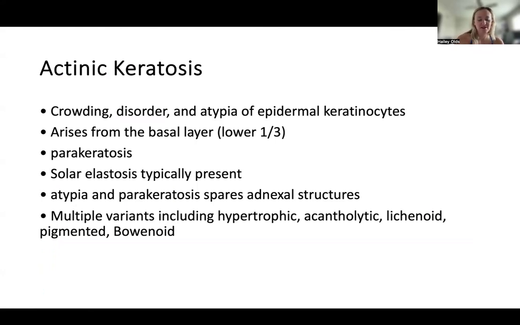There's parakeratosis, there's solar elastosis usually present, showing that they've had sun damage because we know this is associated with sun damage. And then it spares the adnexal structures. So sometimes you see a hair follicle or a sweat duct going through that is spared from this. And then there's a lot of different variants like hypertrophic, acantholytic, lichenoid, etc.